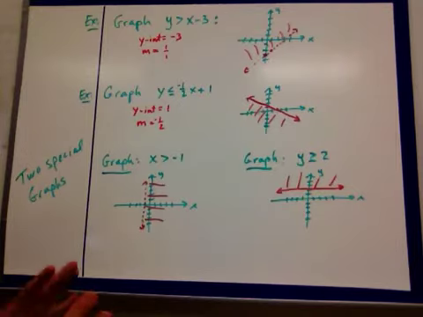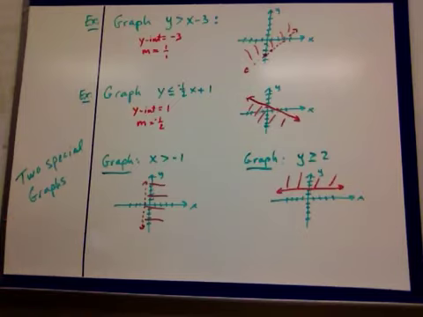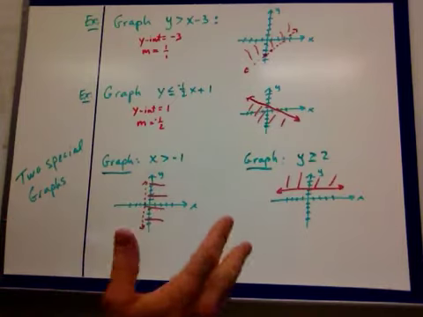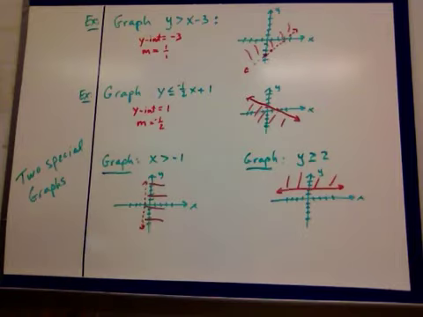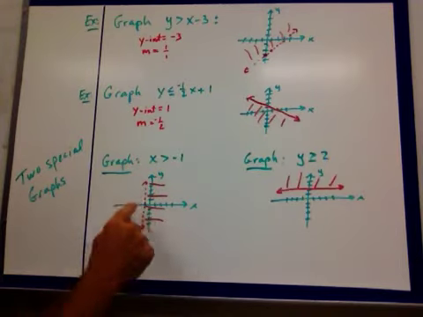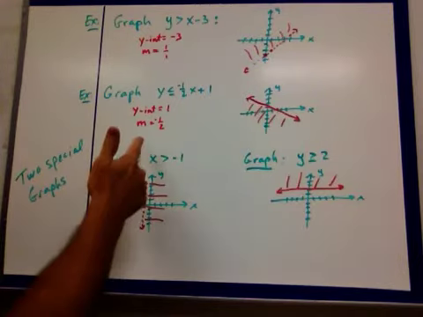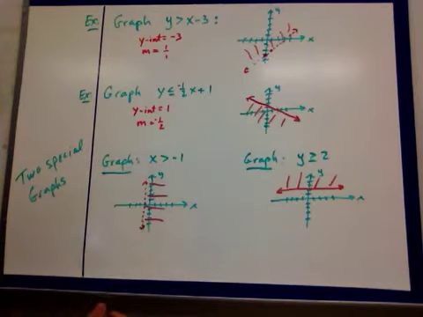The last two examples I want to look at here are special graphs. When you get an x greater than or equal to, less than, whatever, a number. Notice there's no y. Okay? That's a special case. X is equal to negative 1 right here, all along this line. Now, why did I dash it? Because there is no equal here. Okay? So I get a dashed line through negative 1 for the x.